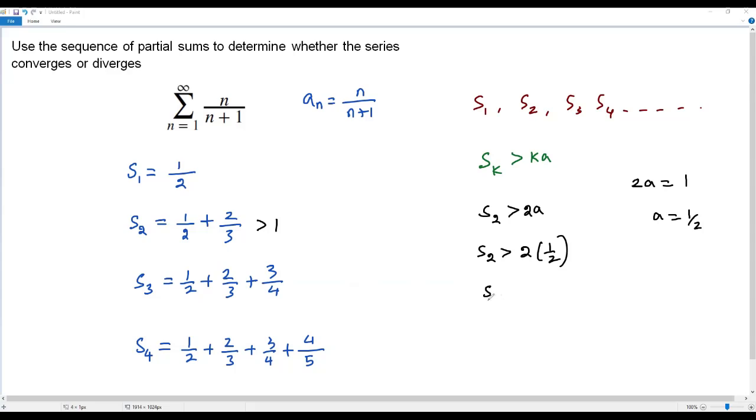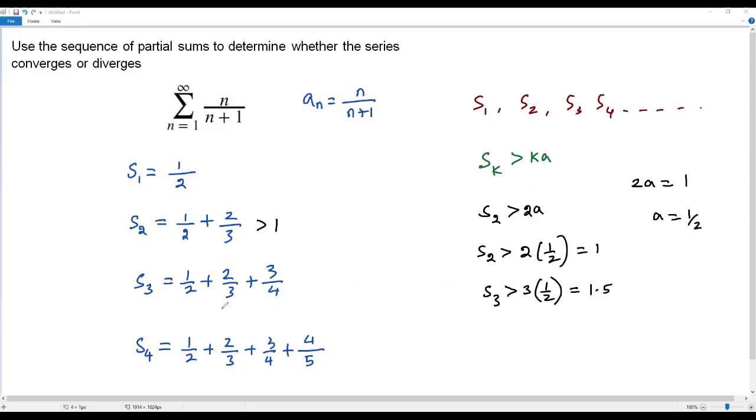Now let's write the same inequality for the third partial sum, that is S3 greater than, since I plug in k equals 3 over here, also I have to plug in k equals 3, then I'm getting 3 times a, and just now we got the value of a, that is a equals 1/2. So 3 times 1/2 is 1.5. And already we got that 2 times 1/2 is 1, so this is greater than 1. Now when I find the value of S3, it has to be greater than 1.5 so that we can understand that the third partial sum satisfies this inequality.